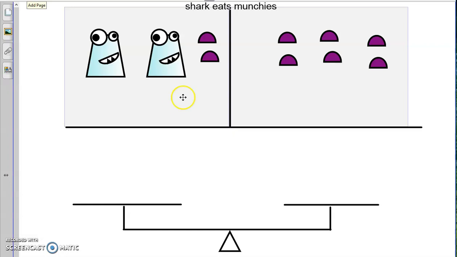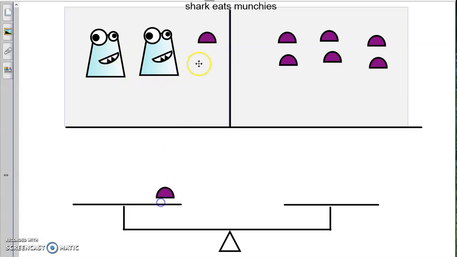So here's the scales. This is the top-down view. We've got a couple of sharks over here, and they like to eat munchies. First off, we have to take off the things that are not sharks. We want to know how many munchies one shark likes to eat. So we have to take off 2. Now we have to keep these scales balanced, so we have to take off 2 on each side.